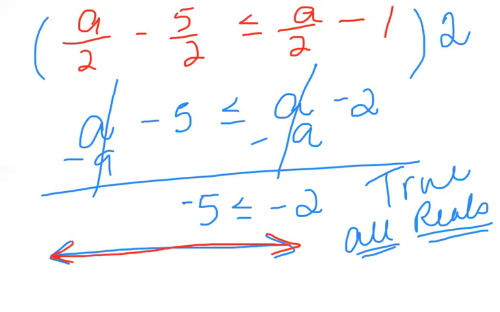So how would we express this in interval notation? Well, on the left side, we have a negative infinity. On the right side, we have a positive infinity. So then the interval notation would be parentheses, negative infinity, comma, positive infinity. And that's how you would write it in interval notation.